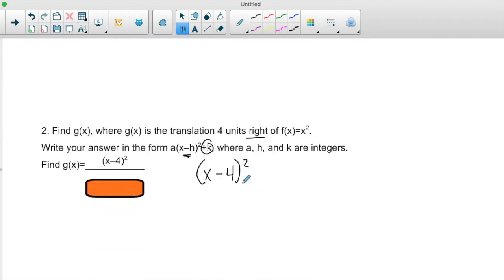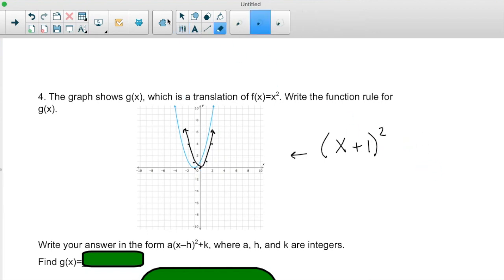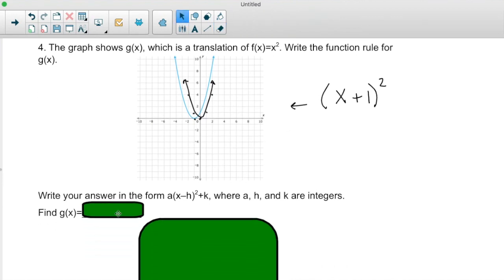So when we go back to our problem, because it moved to the left, we have x, and it moved one spot from the vertex here. It moved one spot to this vertex. It moved to the left one space, and then it's to the second power. Now, usually you would have plus k if the blue parabola went up or down, but it did not move, so you do not need plus k here. So our function is x plus 1 to the second power.